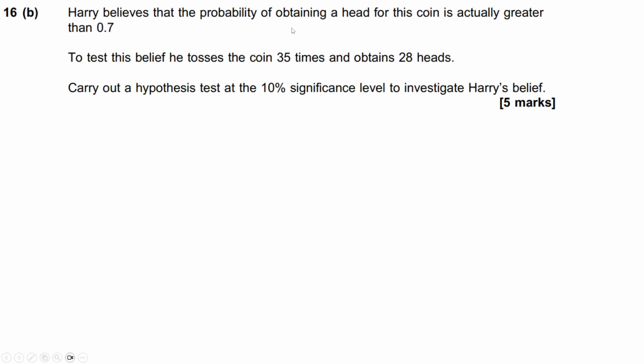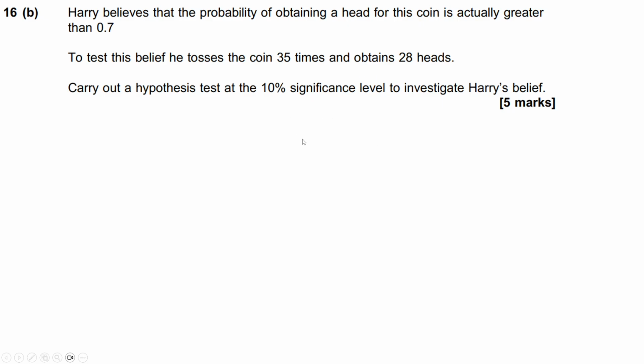Harry believes that the probability of obtaining a head for this coin is actually greater than 0.7. To test this belief, he tosses a coin 35 times and obtains 28 heads. Carry out a hypothesis test at the 10% significance level to investigate Harry's belief.